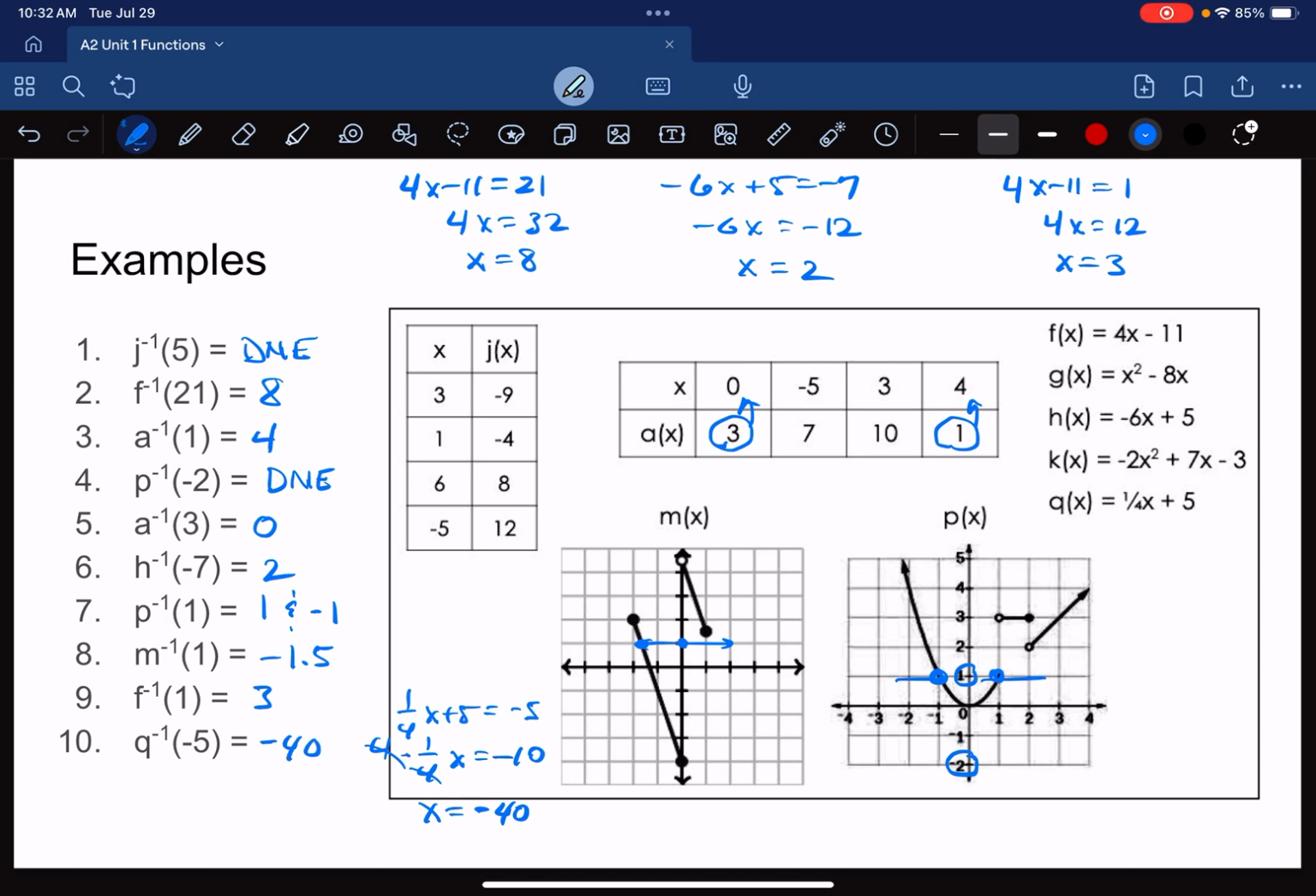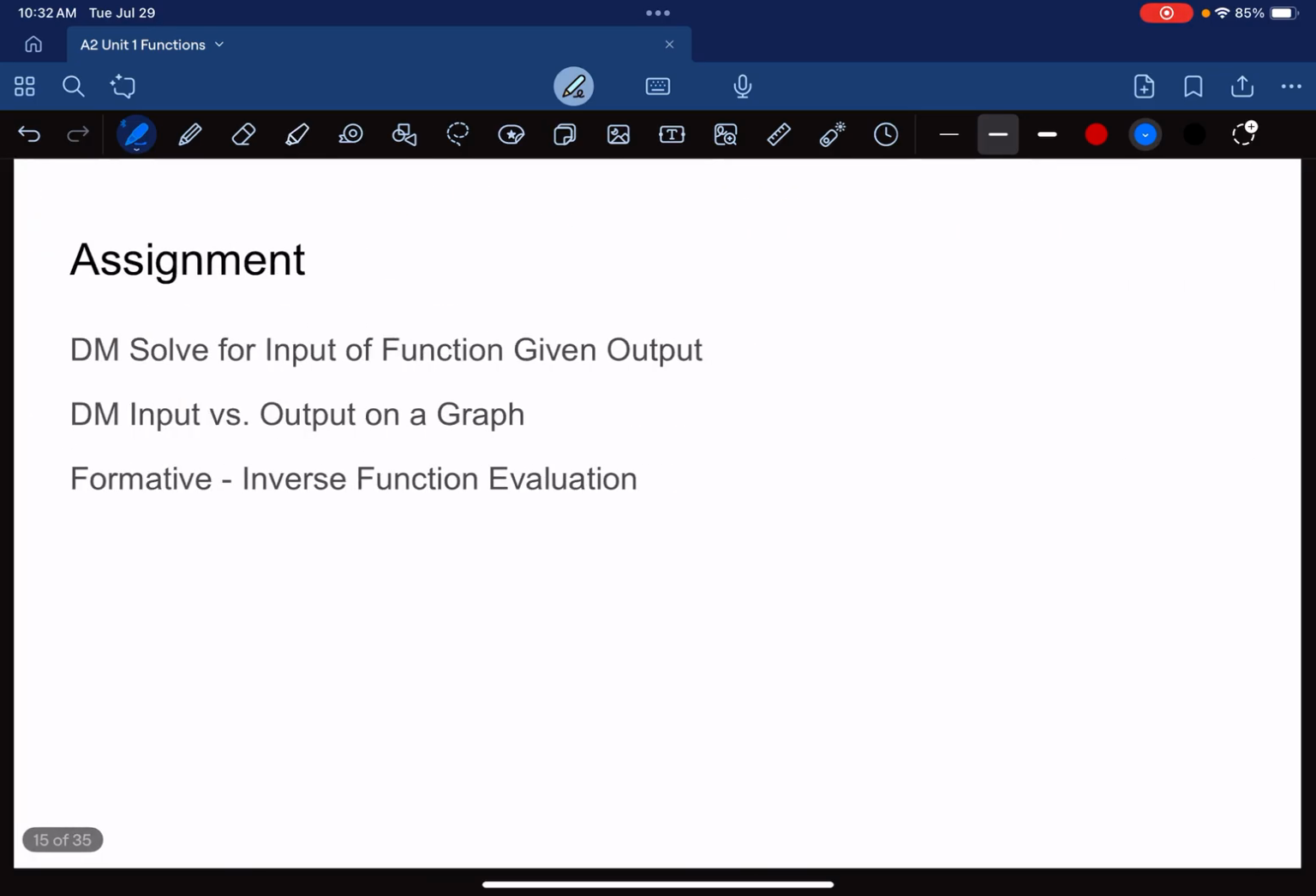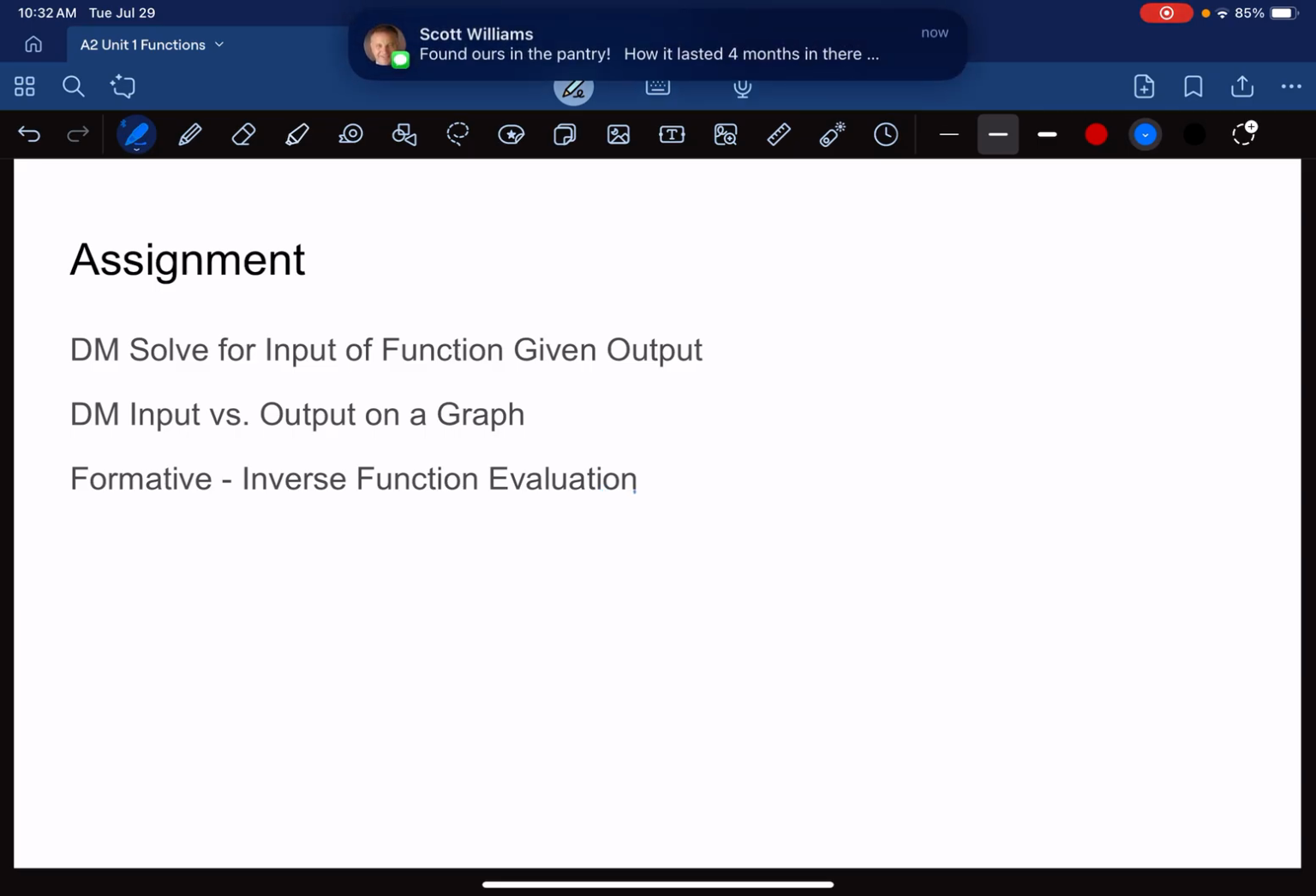Okay, hope you understood all those examples, tables, graphs, and equations. There's an assignment in Delta Math. It's going to ask you to do a couple skills, and then there's an assignment in Formative that's going to help you do some inverse function evaluation.